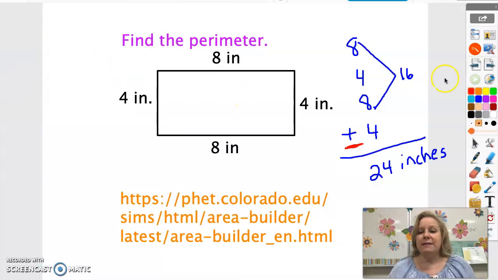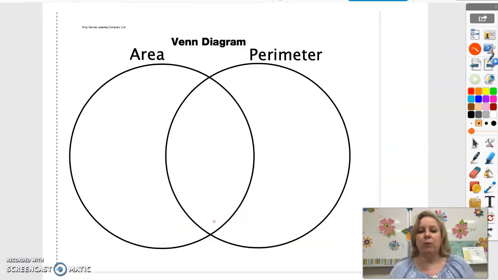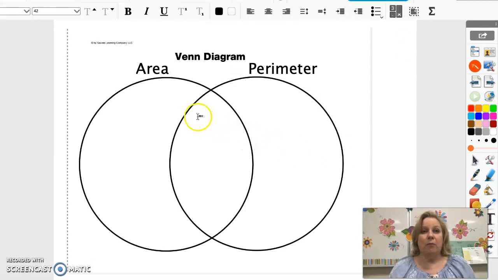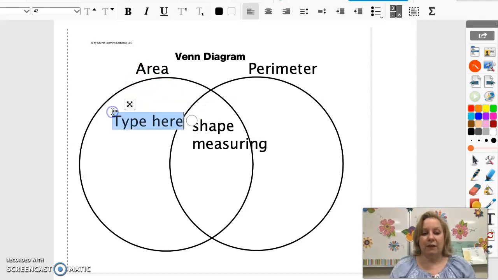All right, the last thing I wanted to talk about really quickly is what is the same between area and perimeter and what's different. Area and perimeter are related because we have some kind of shape that we want to measure. When I think of area, I think that I need to multiply. When I think of perimeter, I think that I have to add.